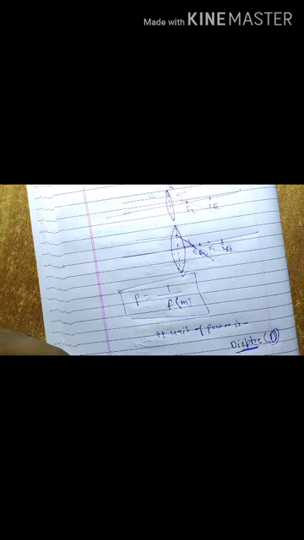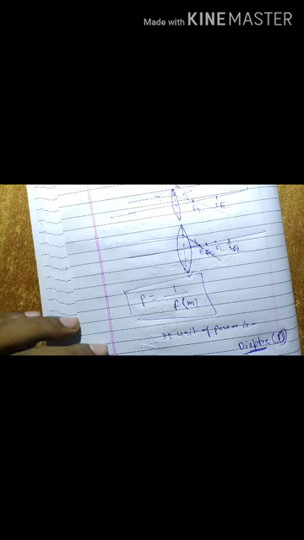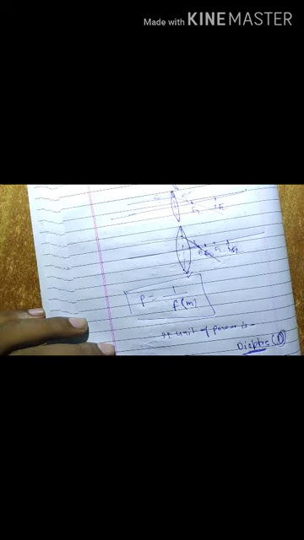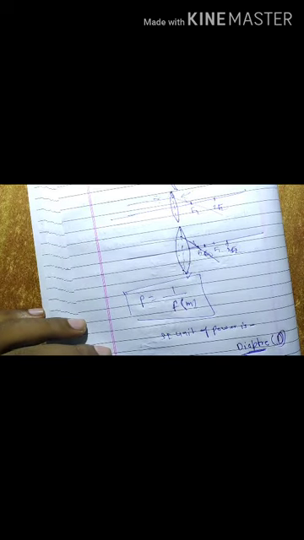So in the next lecture, we will discuss the human eye and the working of its lenses, defects in eyes, and simple uses of convex lens and concave lens, and the simple microscope and compound microscope. Then this chapter will be over.